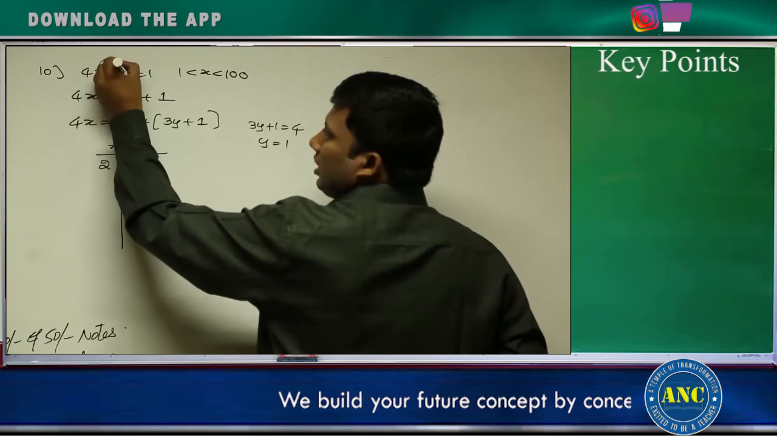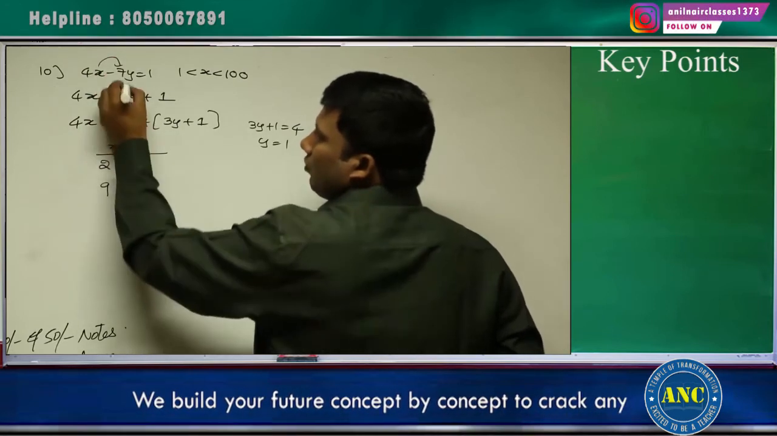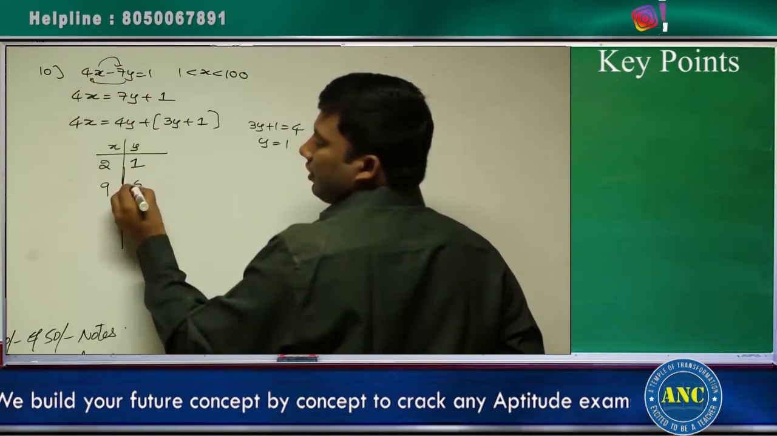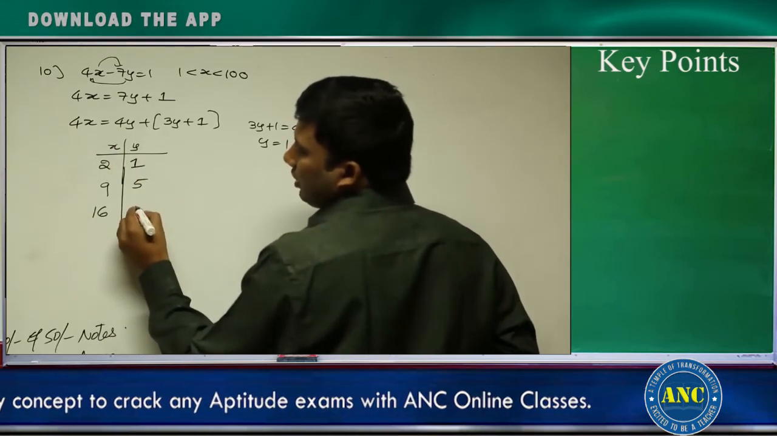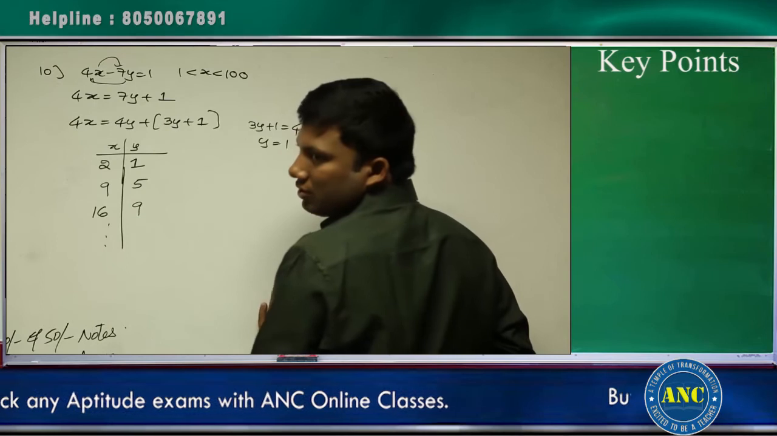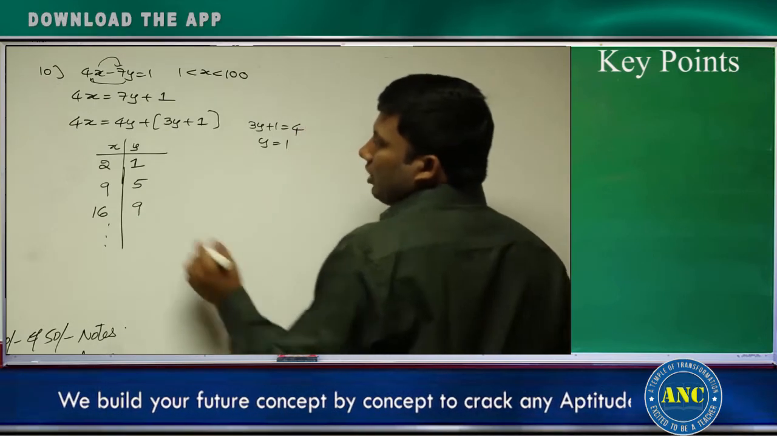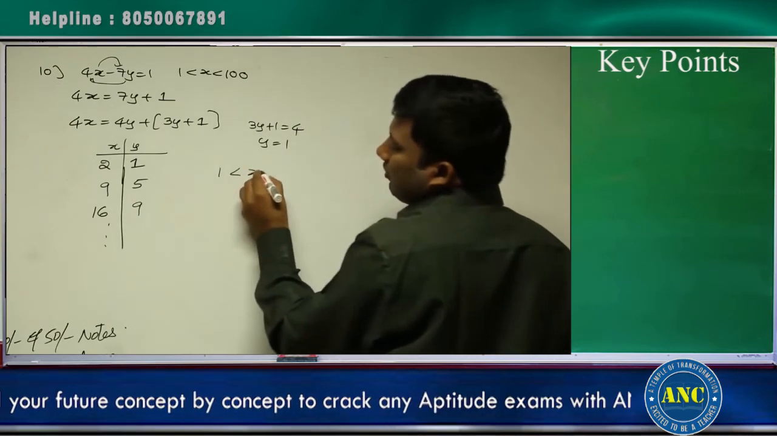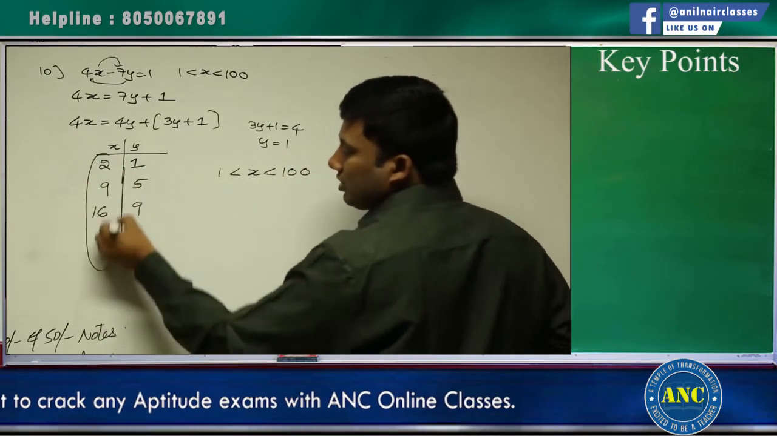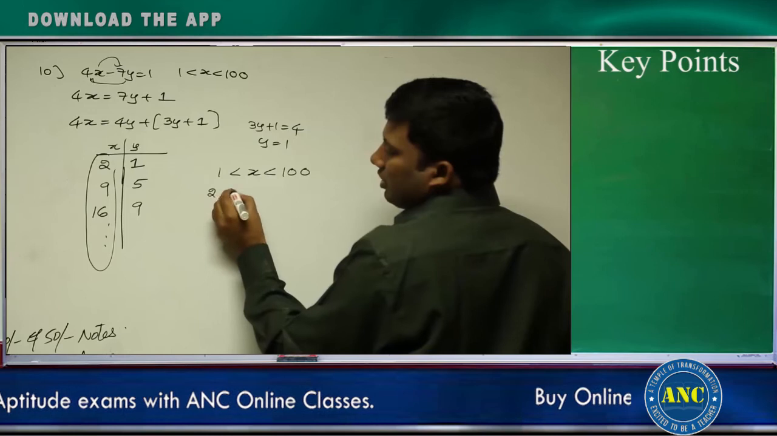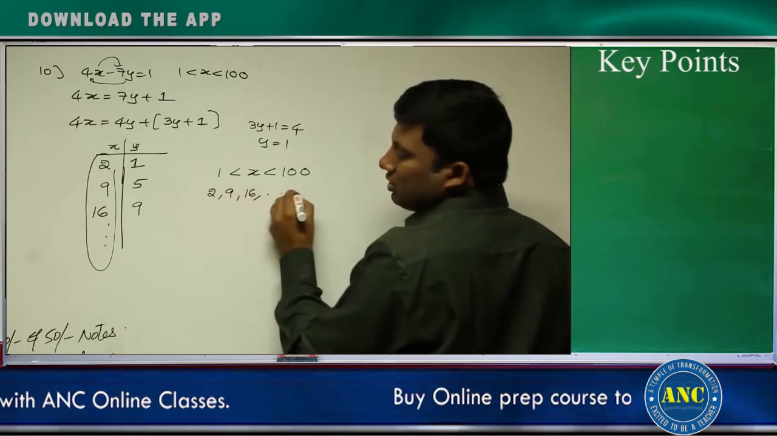Now x will increase by 7, to 9. y will increase by 4, to 5. Again x will increase, y will also increase. Like that it goes. Now see here, what is the condition that is given? 1 less than x less than 100. What are the values of x? The x values are like this: 2, 9, 16 and so on.